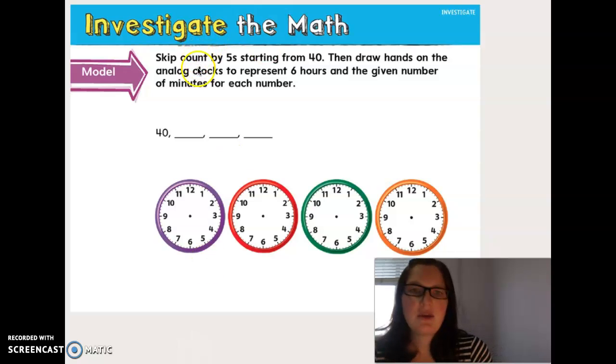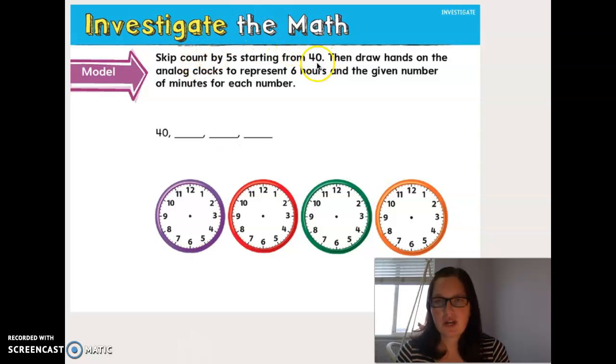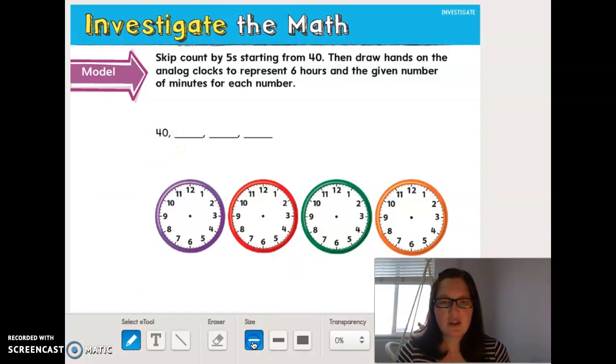So this one says skip count by fives starting from 40. So right here, they've got it written out for us. We have 40. So the next one after 40 would be 45. Remember, we've got our pattern of fives. And then it would be 50. And then 55. Okay. Then it says, then draw the hands on the analog clocks to represent 6 hours.